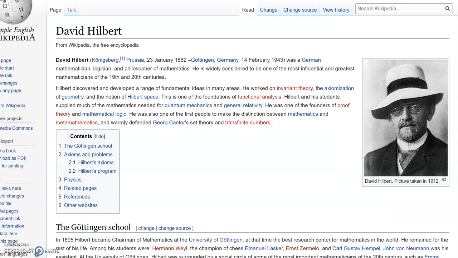So I checked. Hilbert was German actually, and he died in 1943, and he was considered to be one of the most influential and greatest mathematicians of the 19th and 20th century. So that's something. And so pre-Hilbertian spaces are going to be spaces with some specific properties, more exactly the spaces where we can define this inner product.